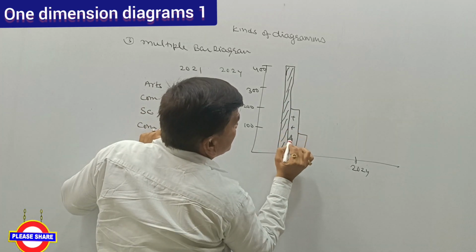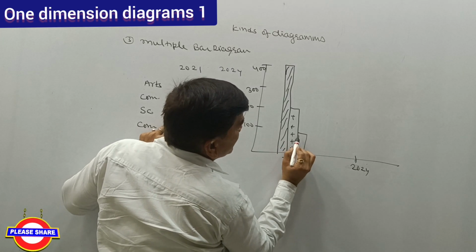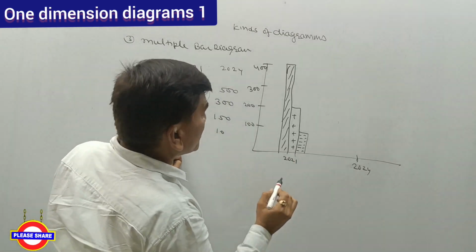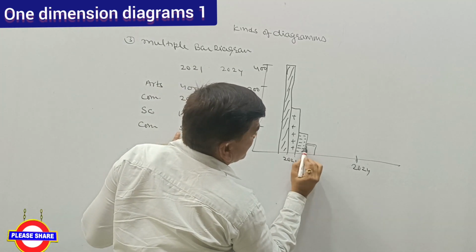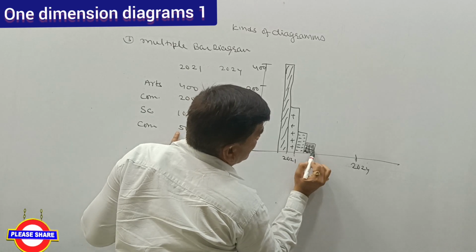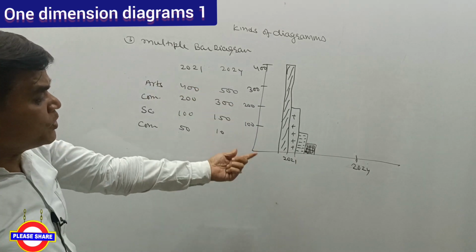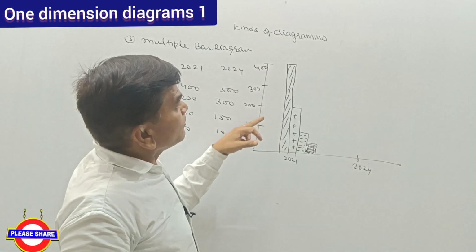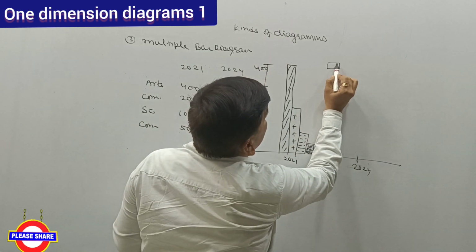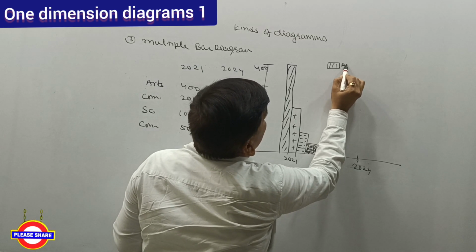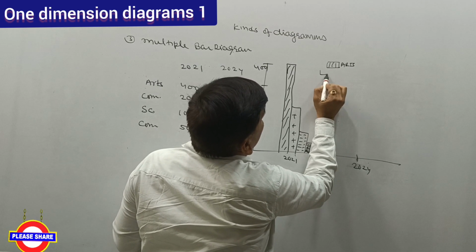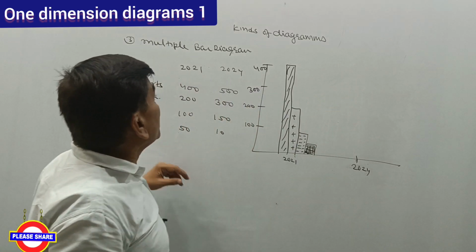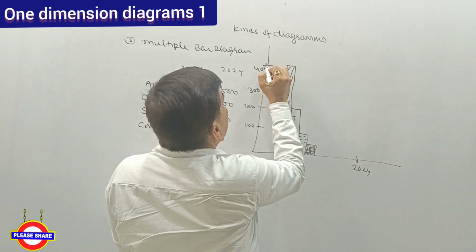Suppose for arts we have this symbol, for commerce we have this symbol, for science we have this symbol, and for computer science we have this symbol. So in 2021 arts has 400. We will put a sign here that shows arts. We will say that is commerce.